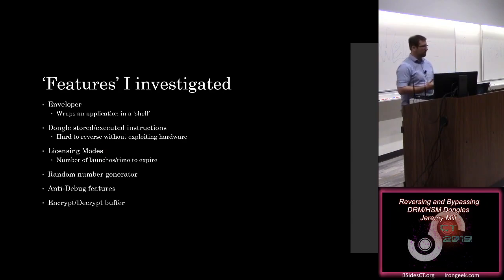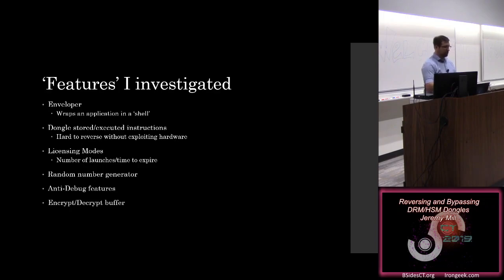So some of the key features that I investigated, and they're in quotes for a reason. The first is the enveloper, right? Which is, your company has an application, it was developed, it was tested, and now you want to just add DRM to it. Well, they provide something called the enveloper, which is, just take that existing application, shove it into this tool, and it's going to spit you out a protected executable with DRM functionality built into it. Also, those dongle stored and executed instructions, this should, in theory, be really hard to reverse without exploiting the hardware. It turns out that's not the case, and we'll see why.